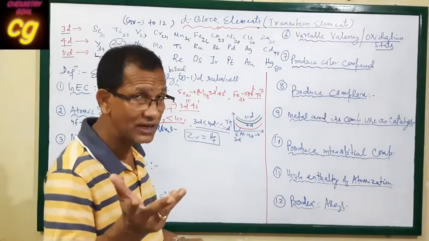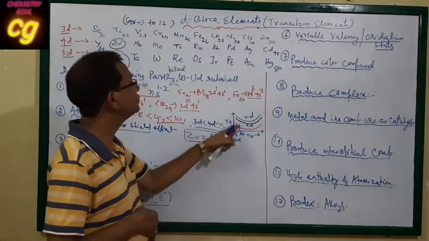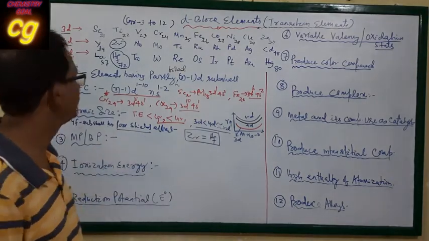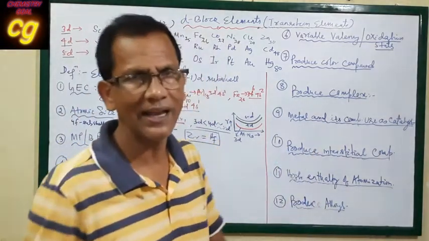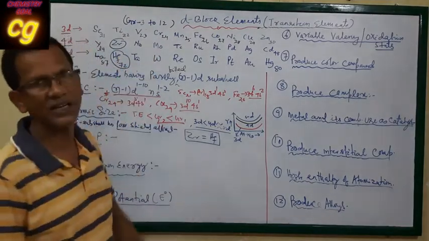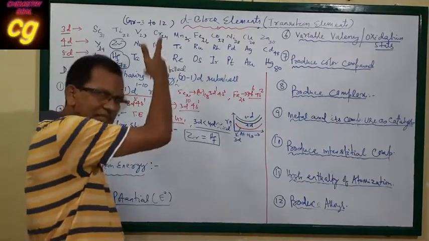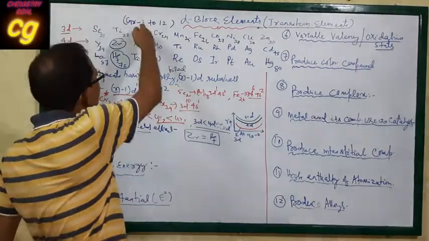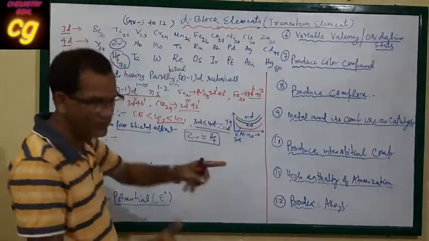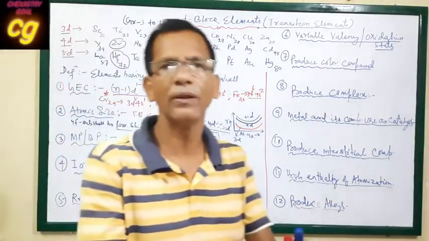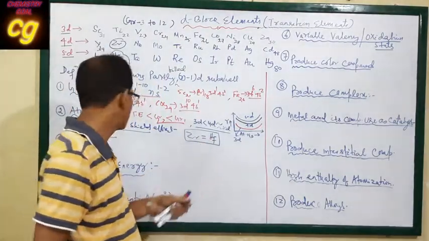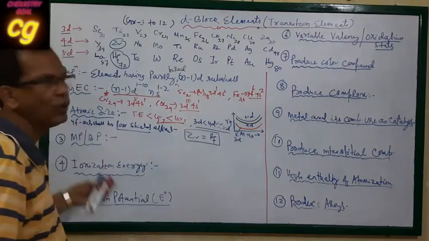What is the cause of lanthanide contraction? You can write: due to the poor shielding effect of the 4f subshell. The 4f subshell has poor shielding effect. That's why zirconium and hafnium are of similar size. Although size should increase from top to bottom, 4d and 5d are of almost comparable size due to lanthanide contraction, okay?